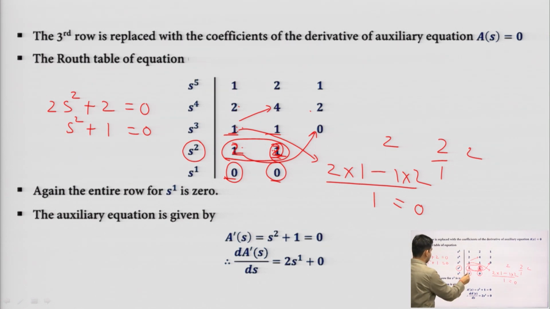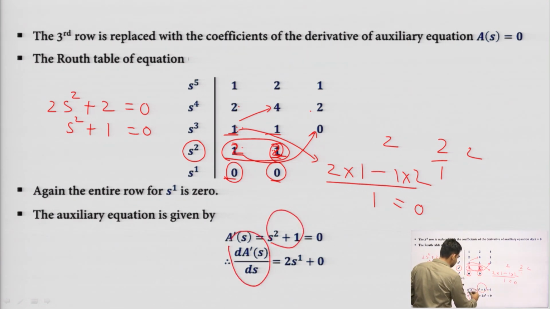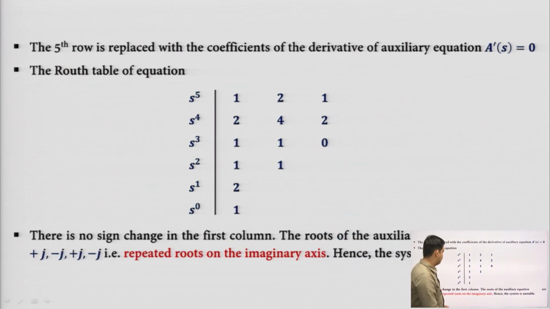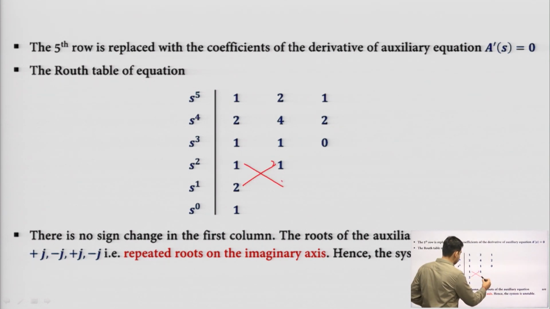And here, to determine this new element, I need to differentiate this equation, right. So, this is my auxiliary equation. Now, I have to differentiate it with respect to s and I will get 2s + 0. It means my new element is 2 and the second element is 0, and then I will continue my table. After solving, 2 multiplied by 1, 1 multiplied by 0, divided by 2 will give me 1. So, this is the simplified Routh Hurwitz table.